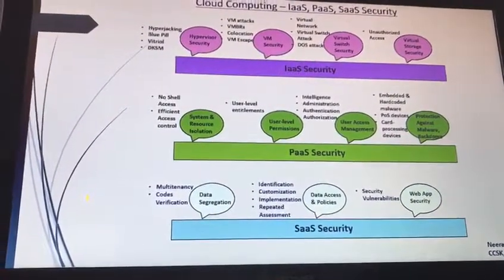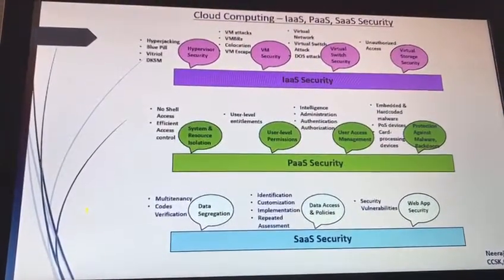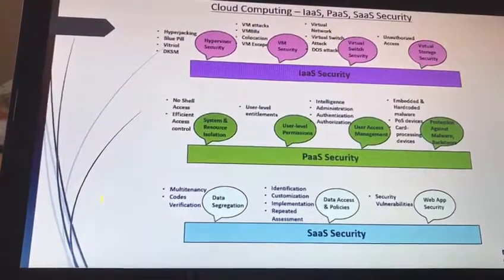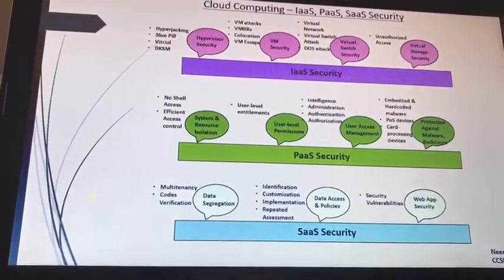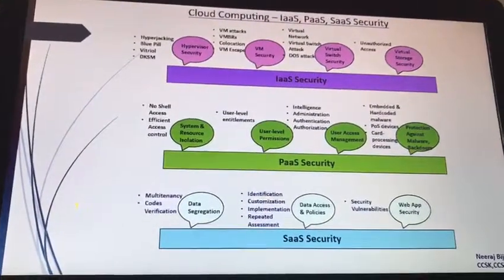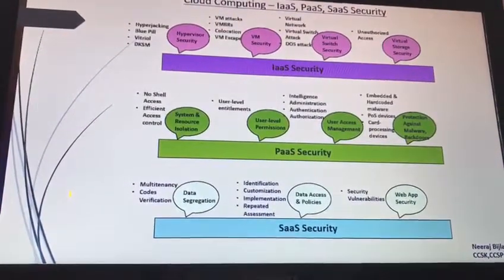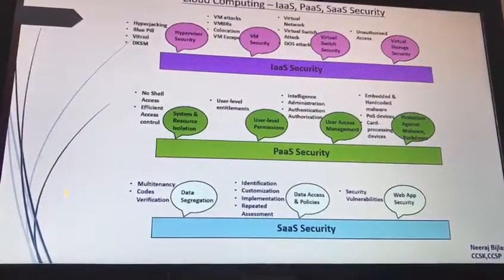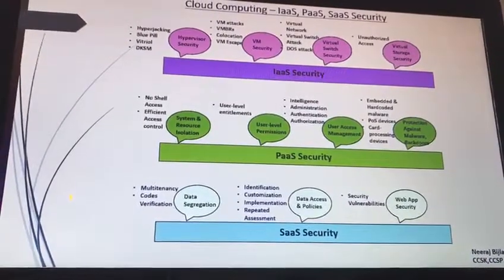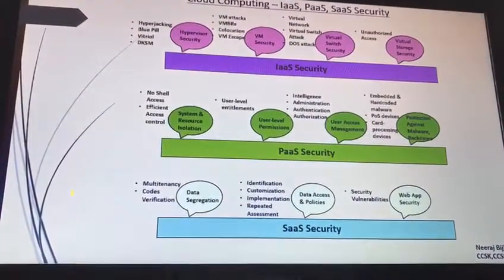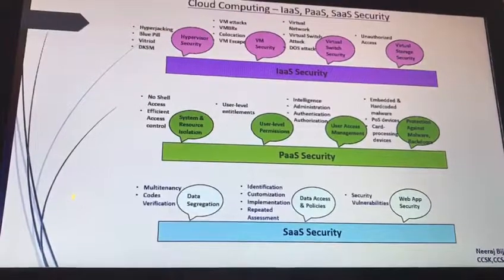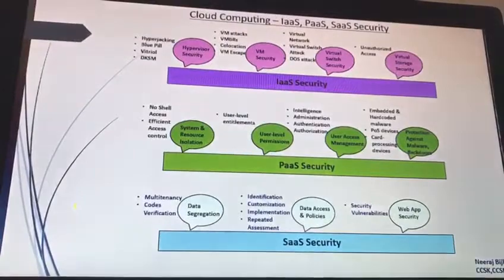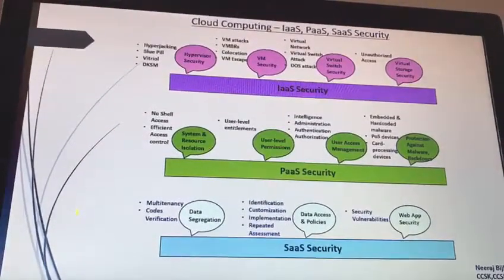Blue Pill. Blue Pill is nothing but a hypervisor rootkit using AMD Secure Virtual Machine. This is also one type of hypervisor attack. And another is Vitriol, that is a hypervisor rootkit using Intel VT-x, and another one is DKSM, direct kernel structure manipulation. So that manipulates the kernel level of the hypervisor, that increases the attack surface of the hypervisor.